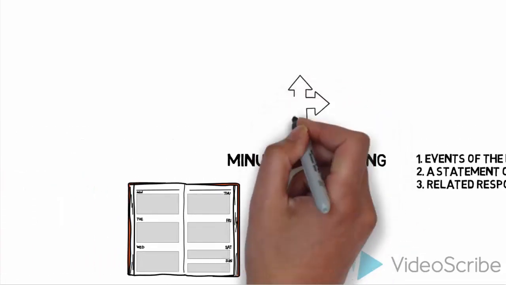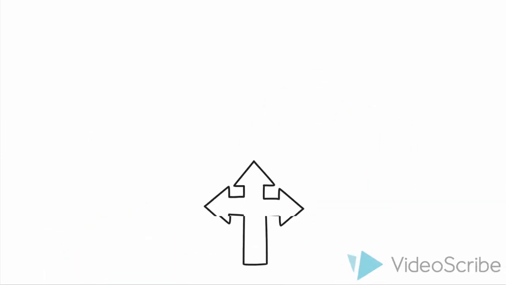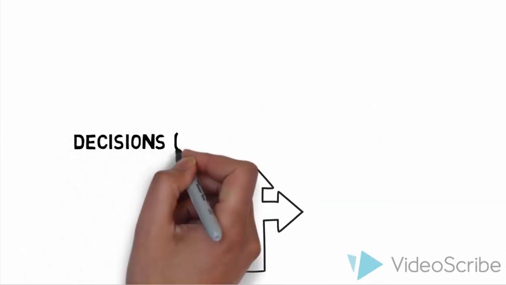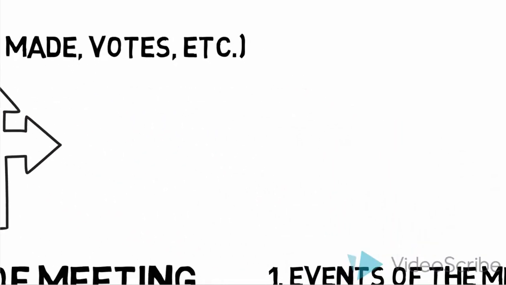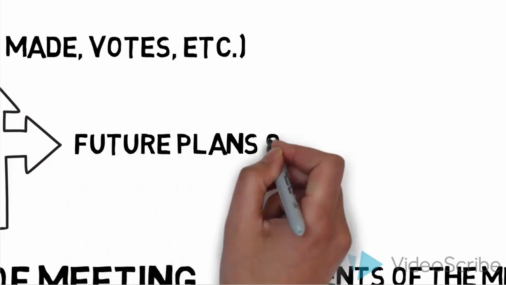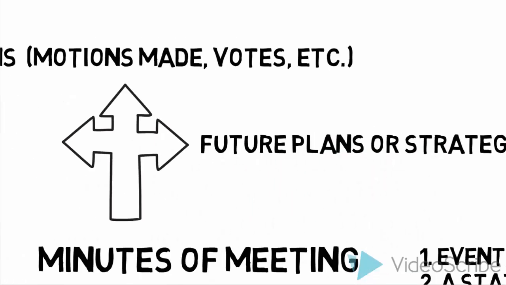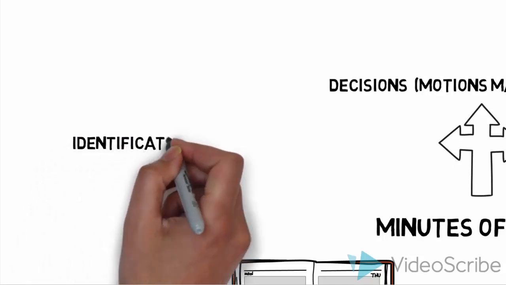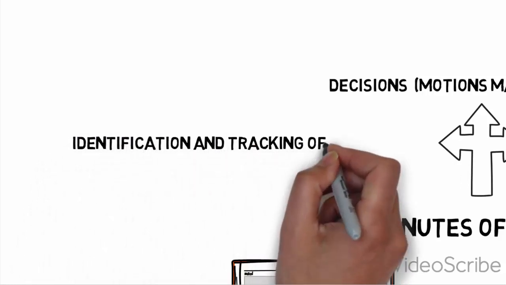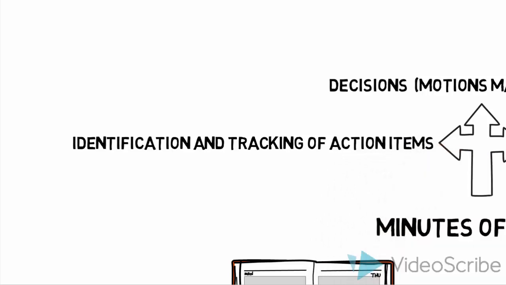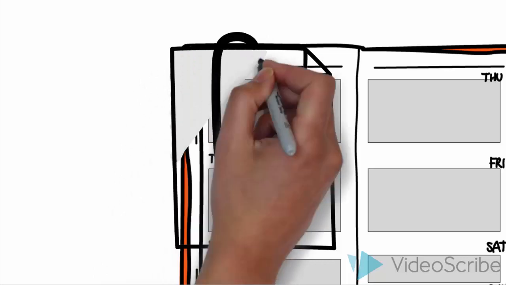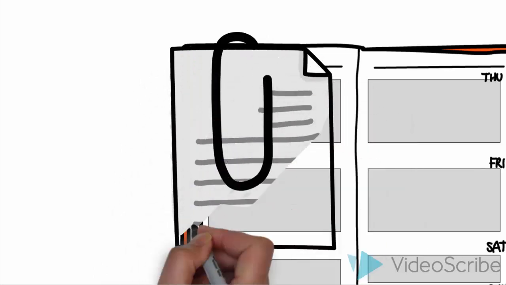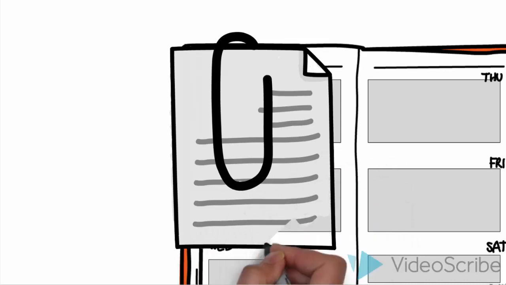Minutes of meeting capture the essence of the meeting, which can include certain details such as the decisions, that can be motions made, the votes if there were any, and secondly, the future plans or the strategy of an organization or a company, and third, identification and tracking of action items. In addition, the agenda or the meeting notice also provides information that will need to be included in the minutes, such as the documents that are sent out with the agenda or handed out in the meeting. These all are a part of the minutes of meeting.